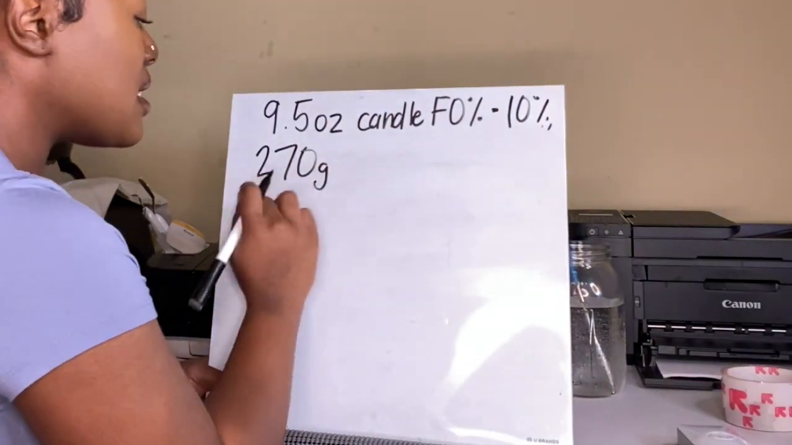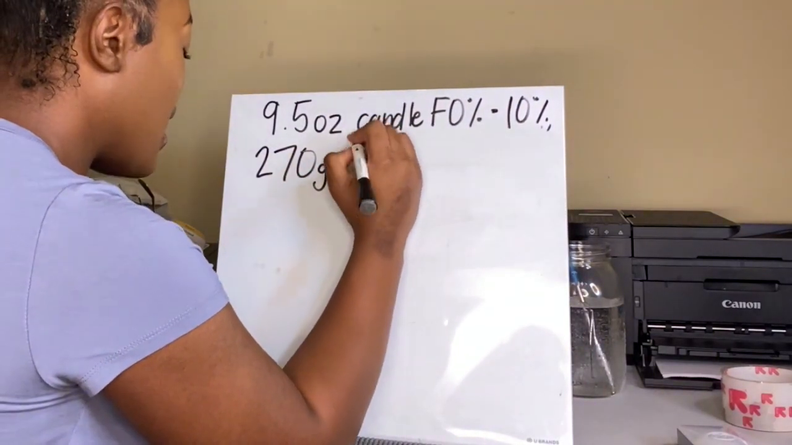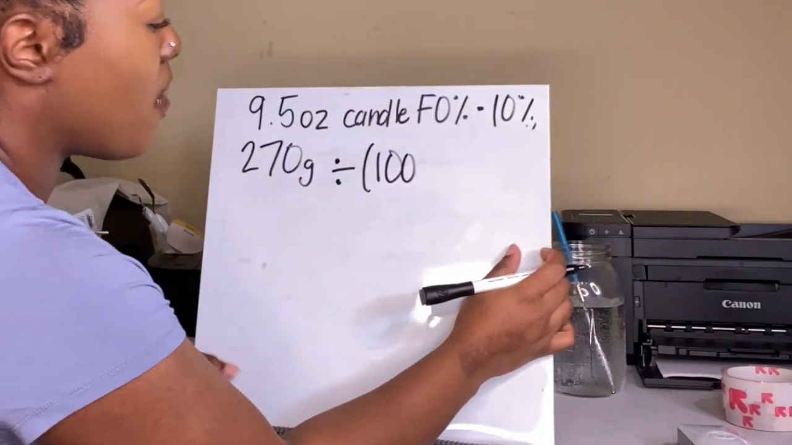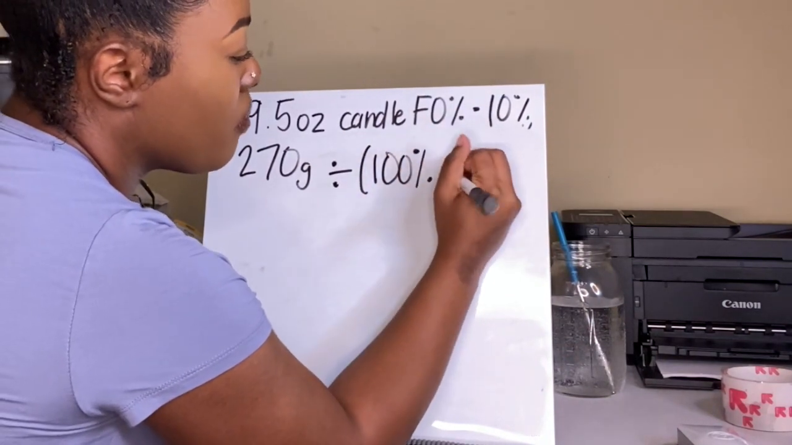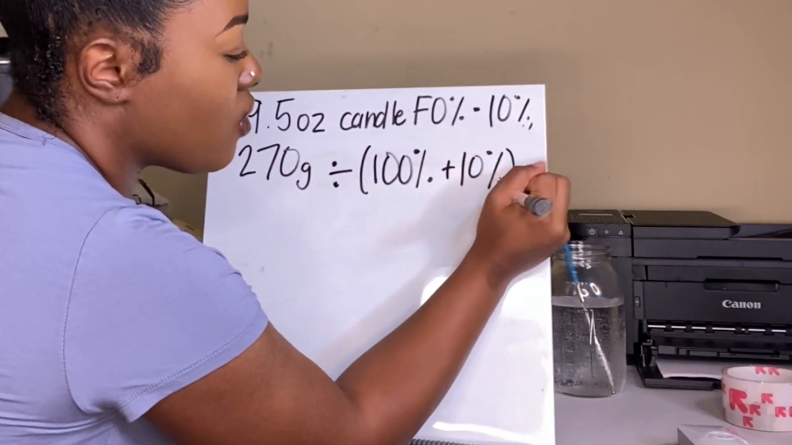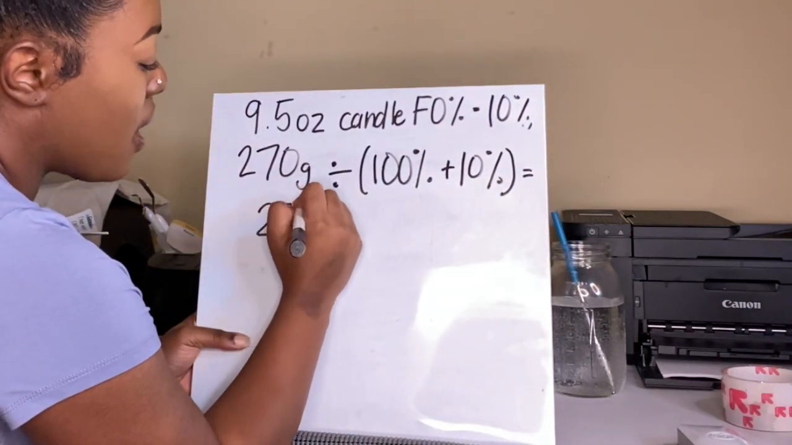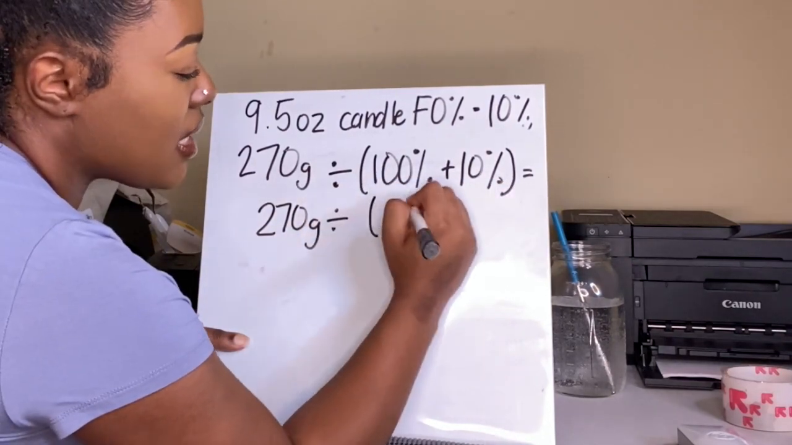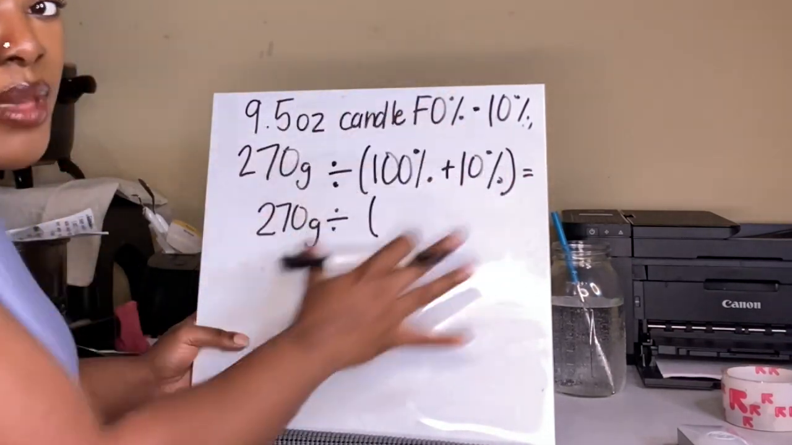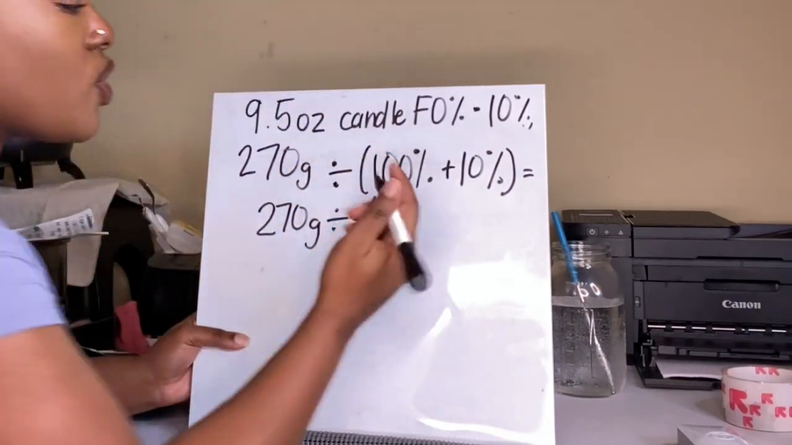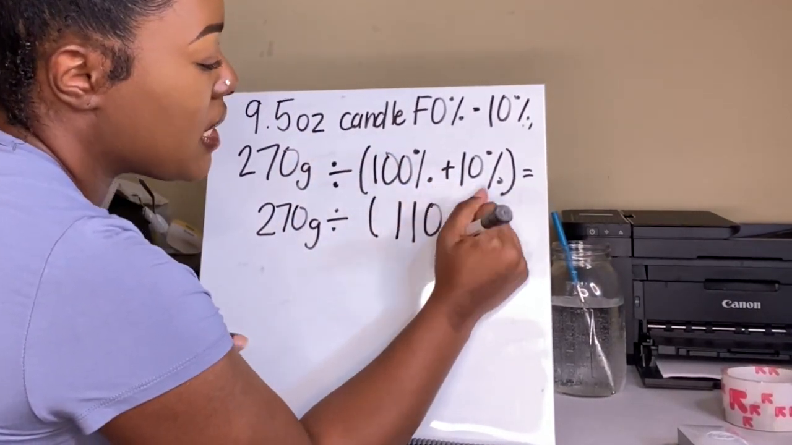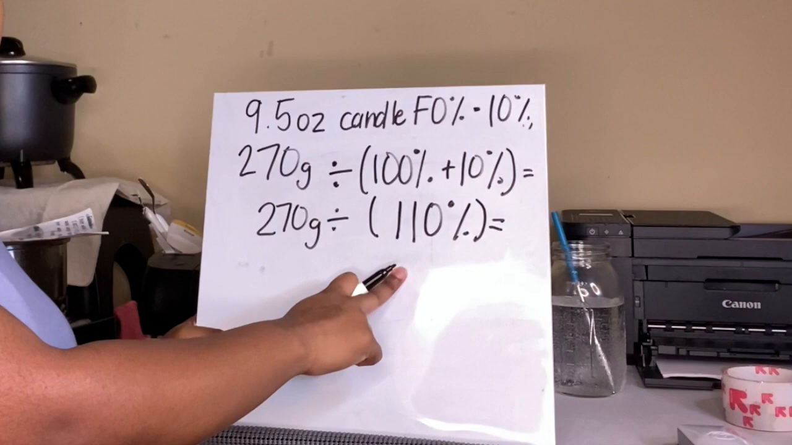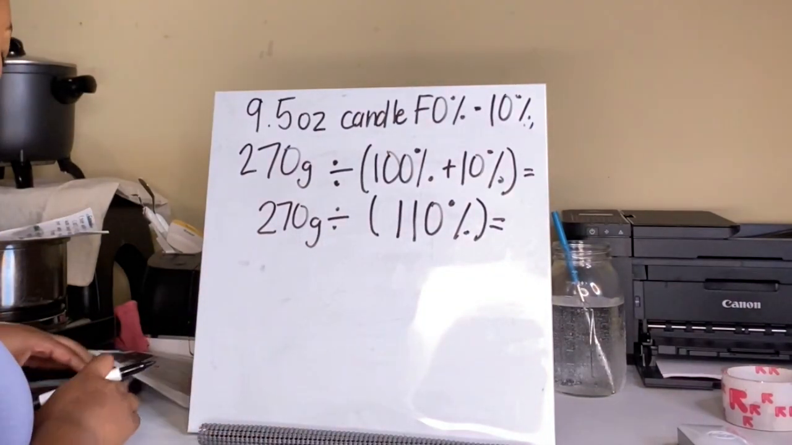So I'm going to write the problem just like I did before. You have 270 grams, that's your net weight, and I'm going to divide that by 100% plus my 10% of fragrance oil. So 270 grams divided by, and I'm just going to add it together. You can skip this step, but I like to write everything down so it makes more sense to me. So you have 110%. All right, so you need to do 270 grams divided by 110% in your calculator.